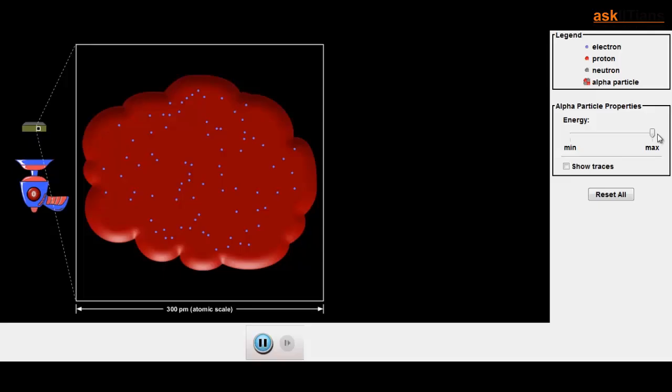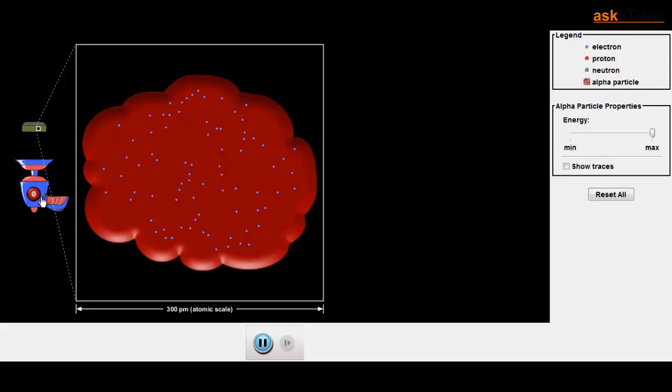Now let's have a look at the plum pudding model, that is, the model suggested by Thomson. What he suggested, as we have discussed in the earlier slides, is a shape like this, and there are dots like this. These dots are electrons, and this uniformly distributed mass is the positive charge, denoted by protons, which are distributed throughout this particular red area. As you know, this is the plum pudding model.